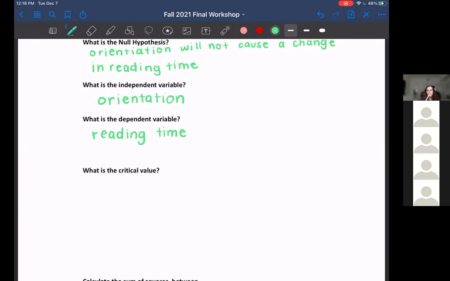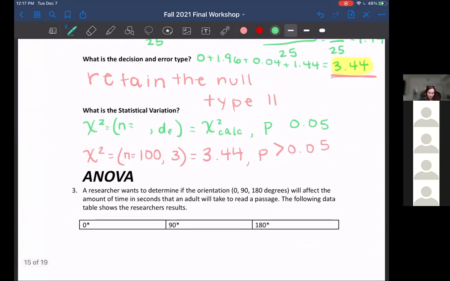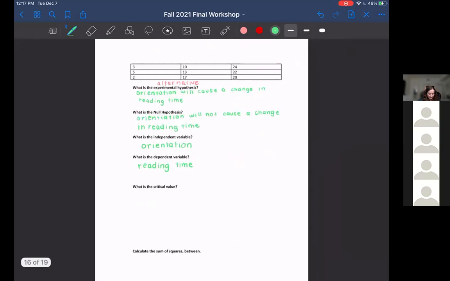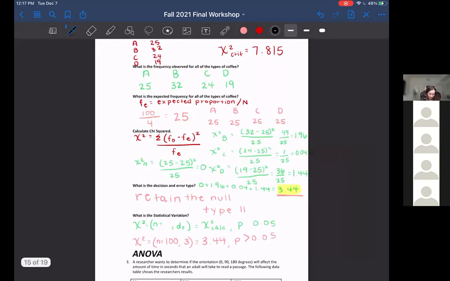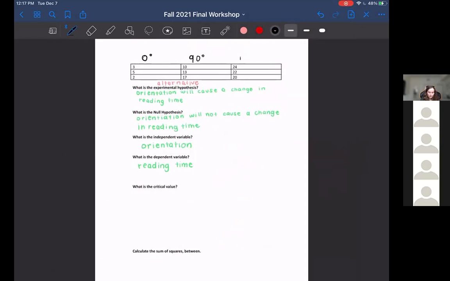So why is the independent variable orientation? Okay, so the independent variable is the one that you change or you manipulate, right? So if we go back to the problem, a researcher wants to determine if orientation will affect the amount of time it takes to read a passage. So orientation is the thing that is changing, right? So that would be the thing that they're changing or manipulating to get a reading time. So that's why orientation would be the independent variable. Does anyone have any questions on that? No? Okay, so let's move on.